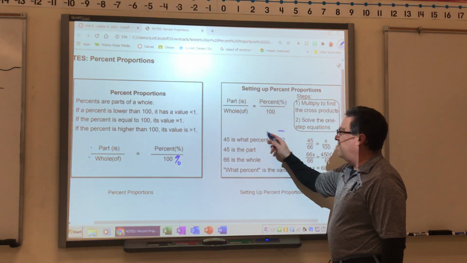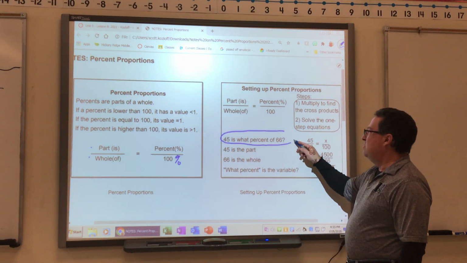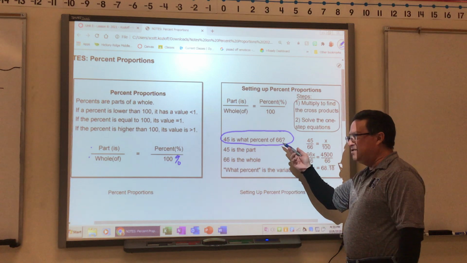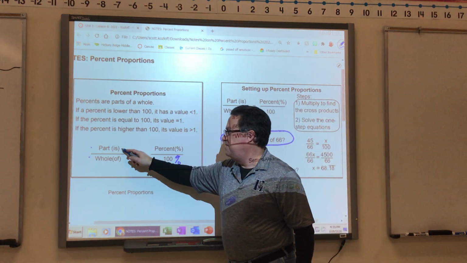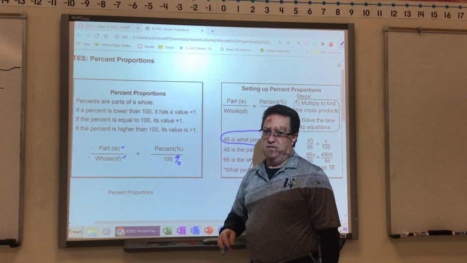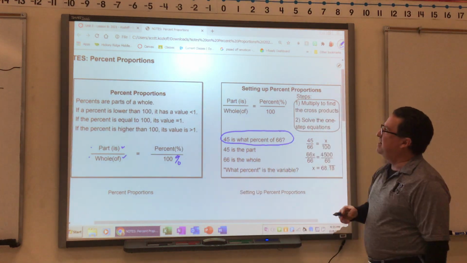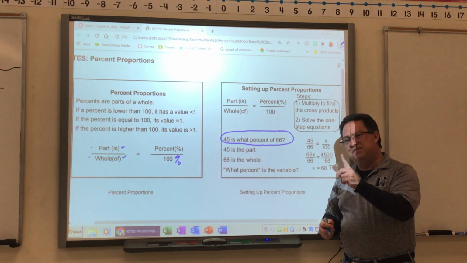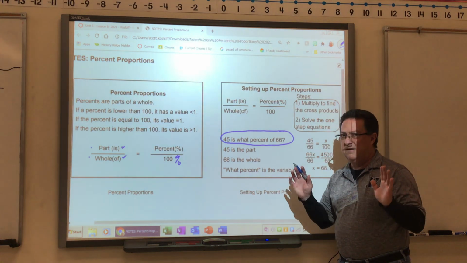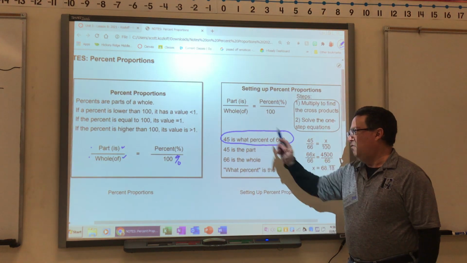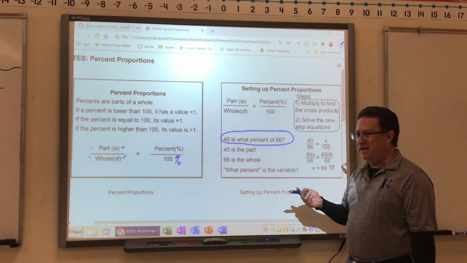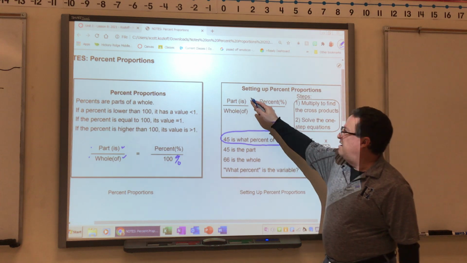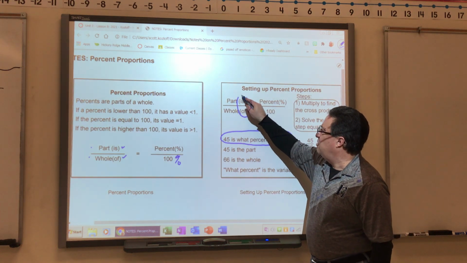And if you have a time when there is just one question in a word problem, like it's just a statement but a question, that's when we will use these words is and of. Okay? So let's move over to setting up a percent proportion. If you have just one small question, nothing else in the body of the word problem, just 45 is what percent of 66? This is where you can use is and of to set up your proportion.